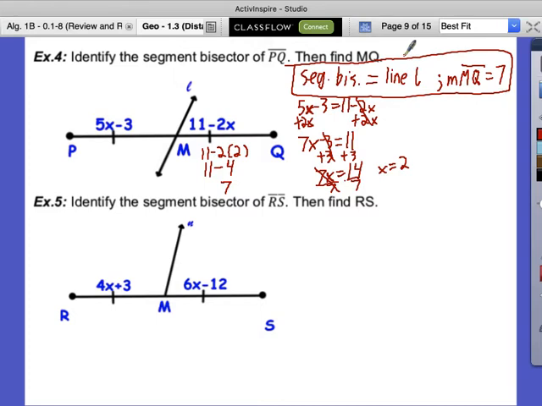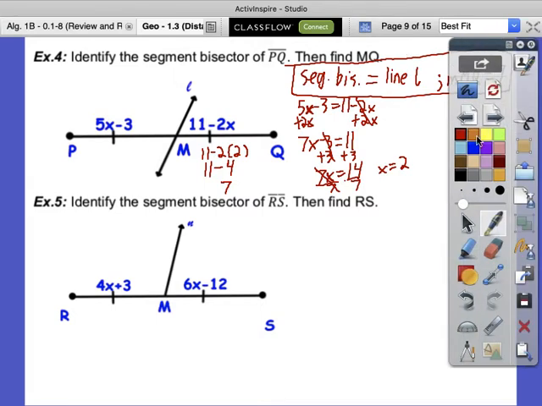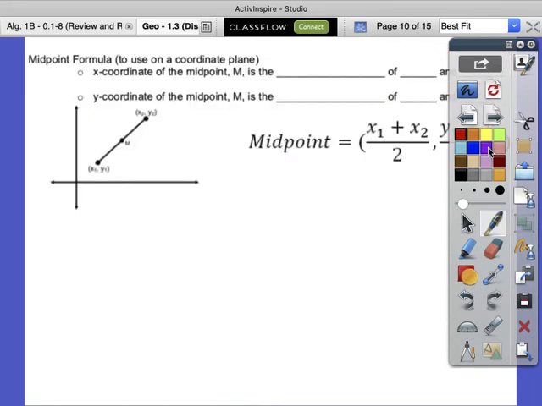Okay, we're actually going to skip the next example for now. Don't cross it out.